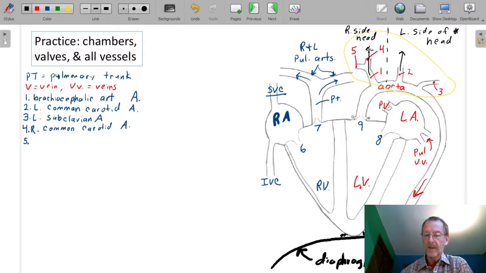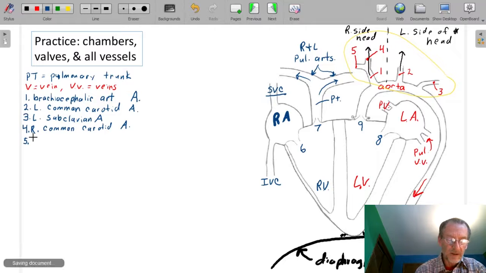That's the picture. Number 5 is the right subclavian artery.